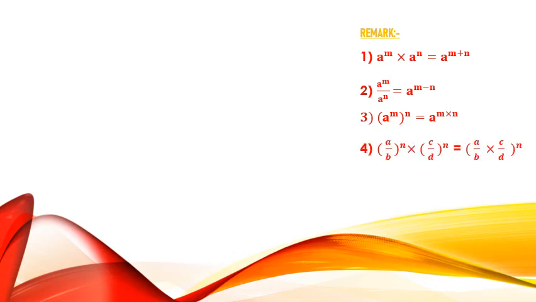Number 4: (a/b)^n times (c/d)^n. I have different bases but the same power, then we take a common power, so (a/b times c/d)^n. Number 5, versus number 4: (a/b times c/d)^n, distribute the power, (a/b)^n times (c/d)^n.